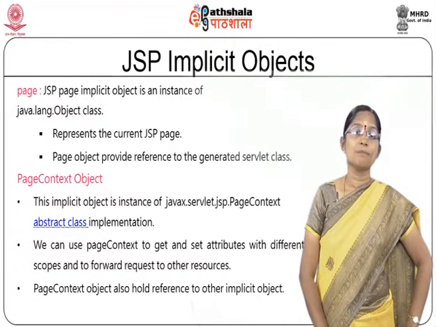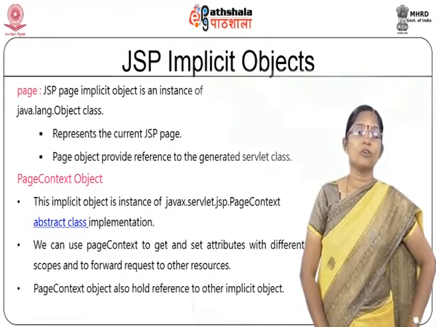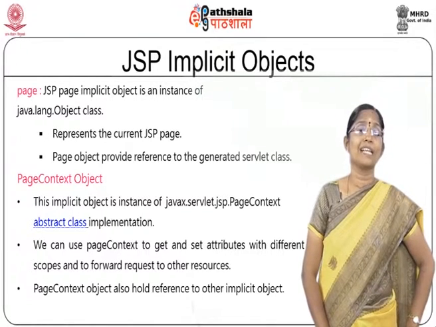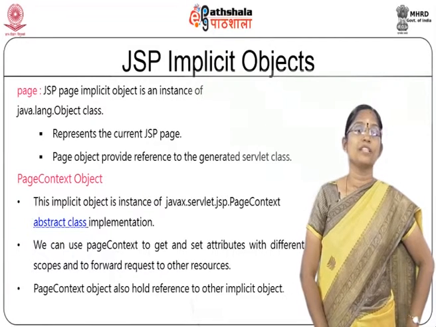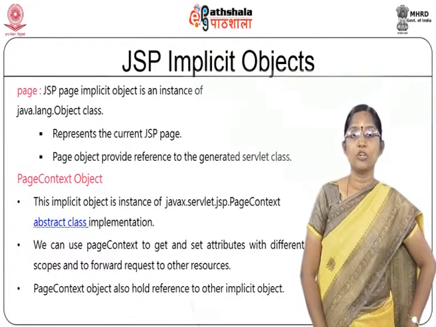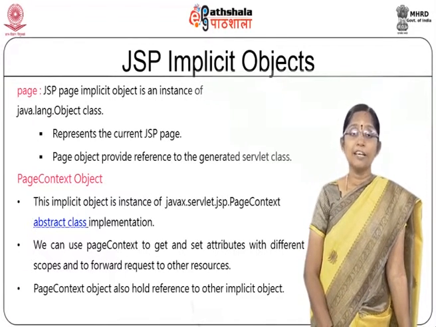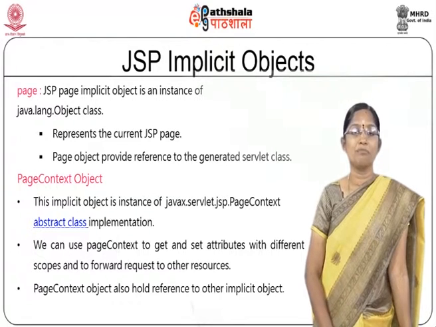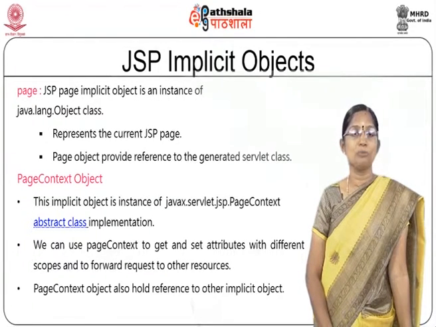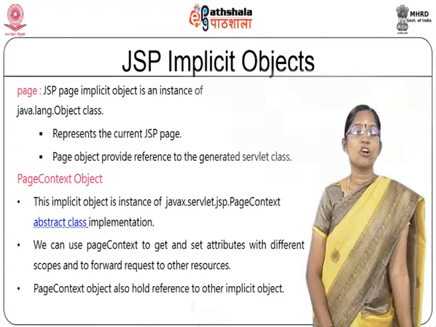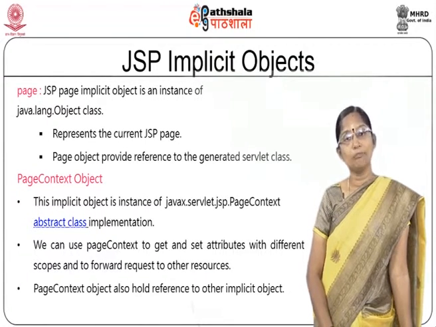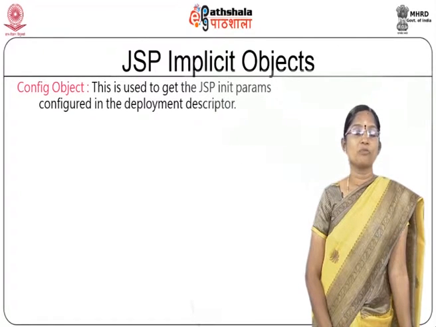Okay. The next object is the page object. This JSP page implicit object is an instance of the class java.lang.Object. Always this object represents the current JSP page. Page object provides a reference to the generated servlet class. The object which is related to this is called the pageContext object. This pageContext object is actually an abstract class implementation. This is used to get and set attributes with different scopes. The pageContext object also holds references to other implicit objects. The last implicit object is the config object. This is used to get JSP init parameters which are configured in the deployment descriptor.